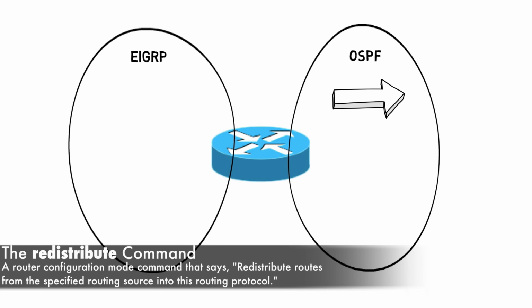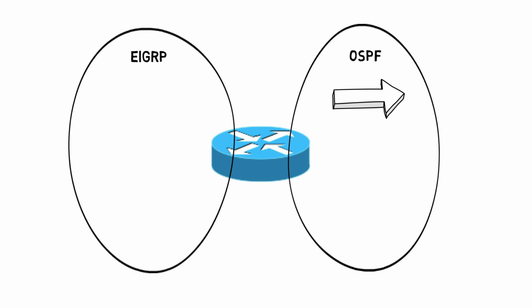Am I saying that I want to take EIGRP learned routes and redistribute them somewhere else? No, what I'm saying with the redistribute command is redistribute routes from the specified routing source that we're going to specify in the redistribute command, redistribute those into this routing protocol. In my case, I'm in EIGRP router configuration mode. I say redistribute, and maybe I'm redistributing OSPF. I'm redistributing those OSPF routes into EIGRP.